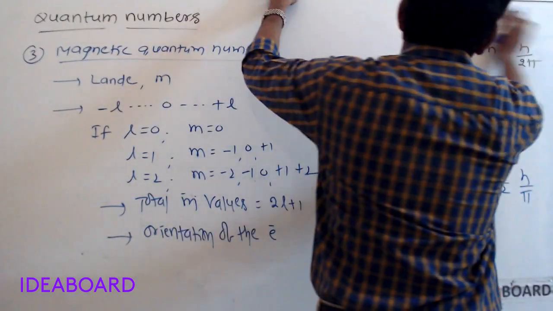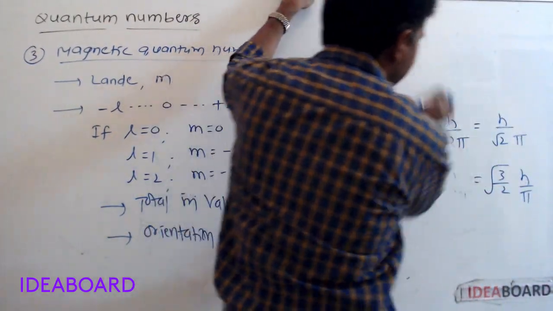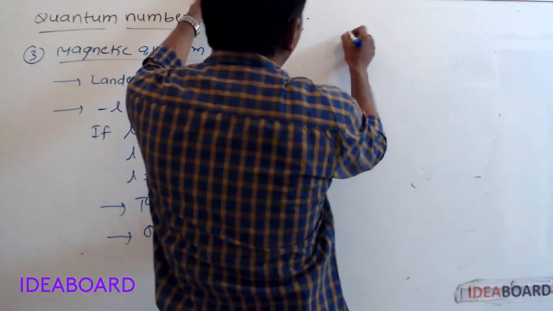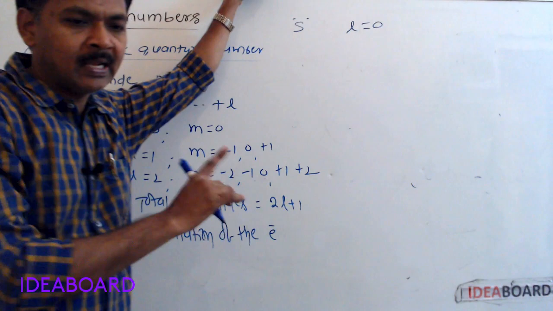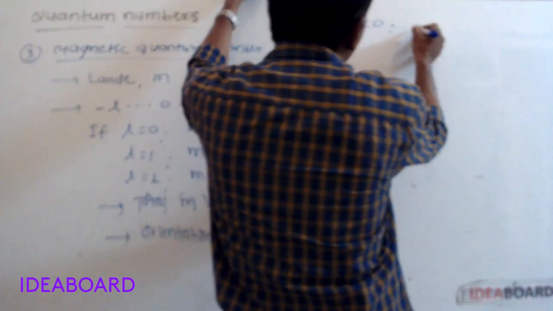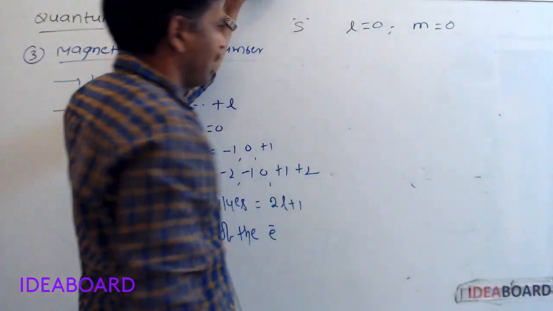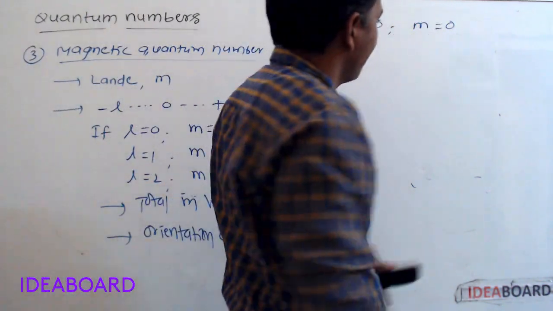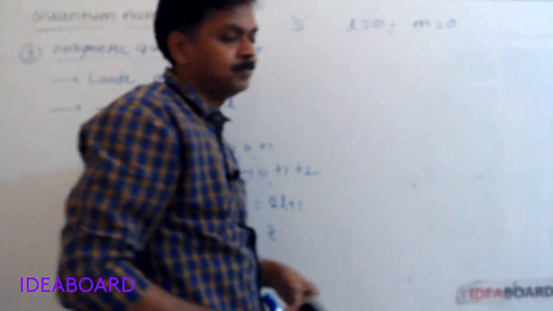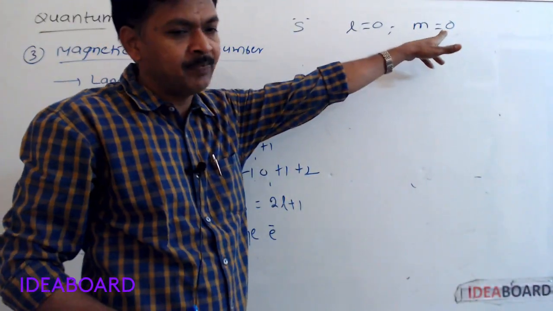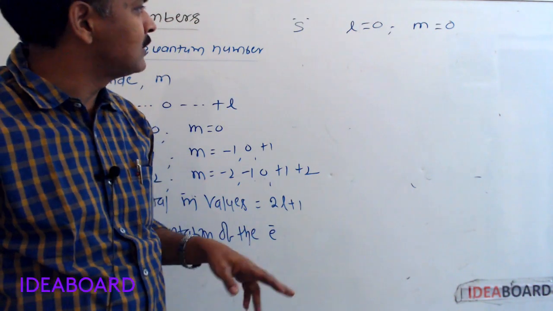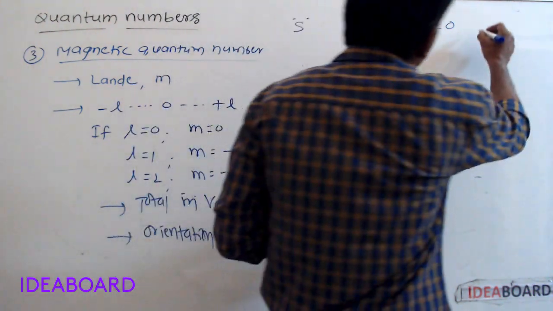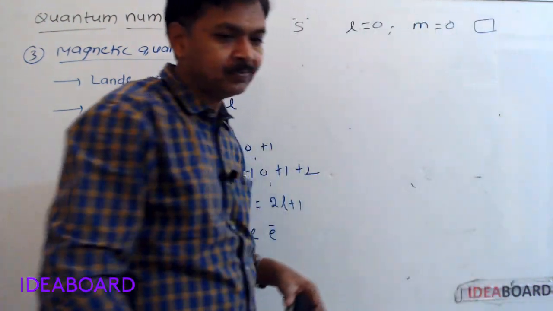For example, for s subshell, L is equal to 0. L equal to 0 means m should be 0. Here the number of m values is 1, only one value is present. It indicates that in a magnetic field, it shows only one orientation. It indicates that the s subshell contains only one orbital.